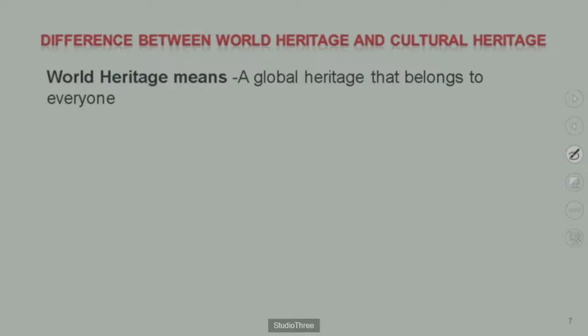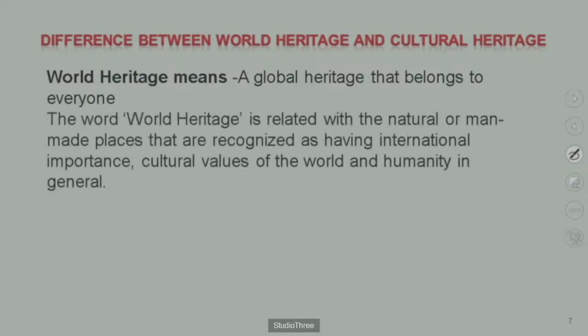We go to the various countries, we visit the historical sites of the world, that all belongs to the existing human beings. Who are they? We are they. Is it right? We belong to this blue planet, and whatever the historical sites were made by our ancestors, that all are ours. So the world heritage means a heritage that belongs to everyone. It is not a particular people's legacy. It is all human beings' legacy, because ancestors have created it for all.